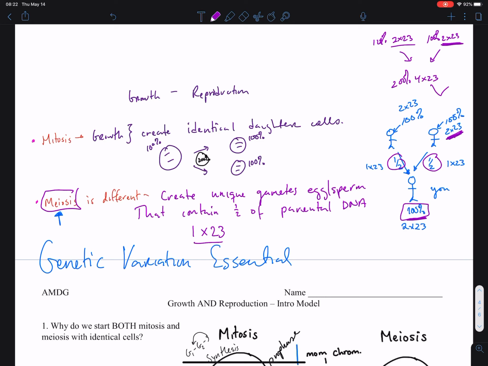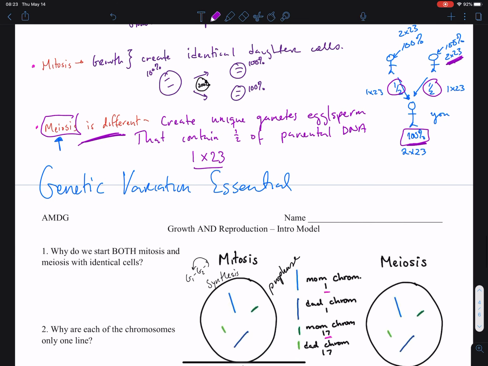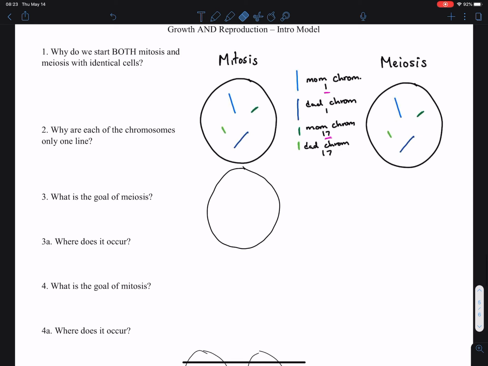So the model below is essentially asking us, what do you think the meiosis process looks like? Again, this is a thought experiment, I'm not looking for you to YouTube this. So if we go down here to this model, this is your assignment. You have some guiding questions on the left, which hopefully I started to address, and then you have these models on the right.